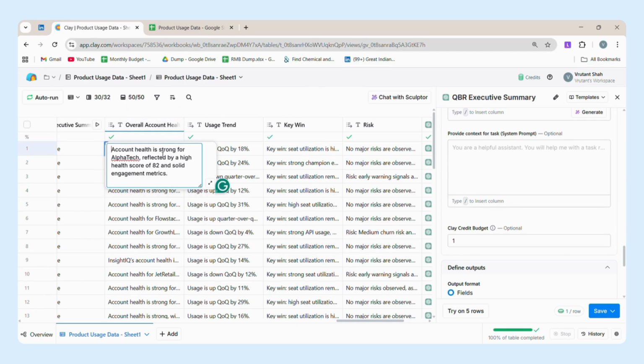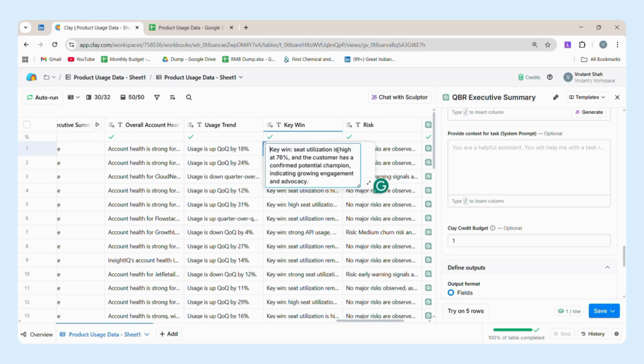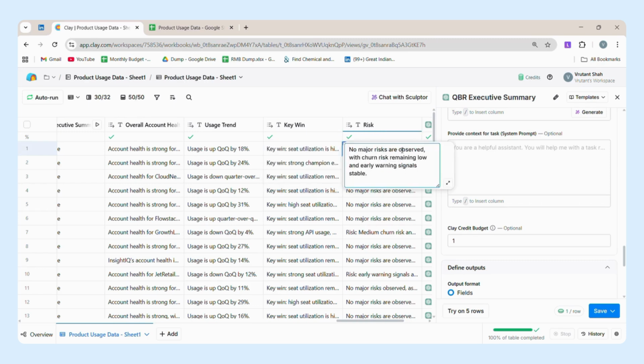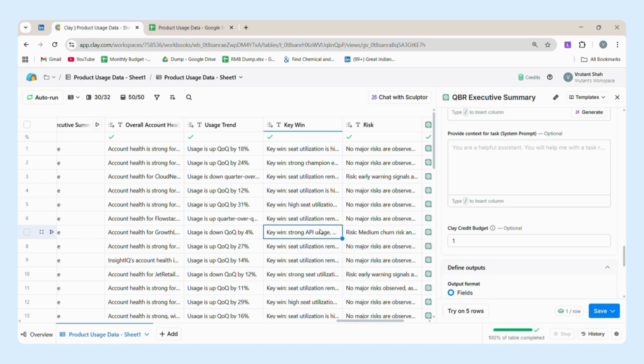So it has given that the account health for this particular company is reflected as high as per the health score and the engagement metrics. Then it has shown the usage increase on a quarterly basis. It has given me a key win that the seat utilization is high, which shows that the company's employees are using the product well. It has even highlighted the risk. So in case there are no risks, then it says no major risk. In case there is a risk, then what that risk is and what needs to be done is also mentioned. So this is how I'm utilizing AI to get these insights at scale.